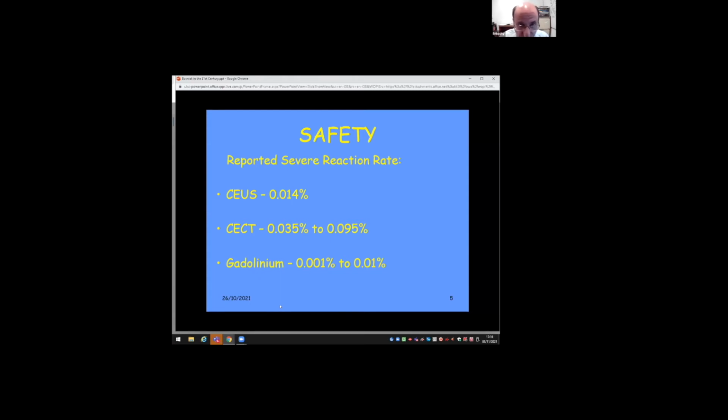The one thing I haven't mentioned, of course, is that CT has a high radiation dose. And that I haven't even mentioned, but I'm going to.